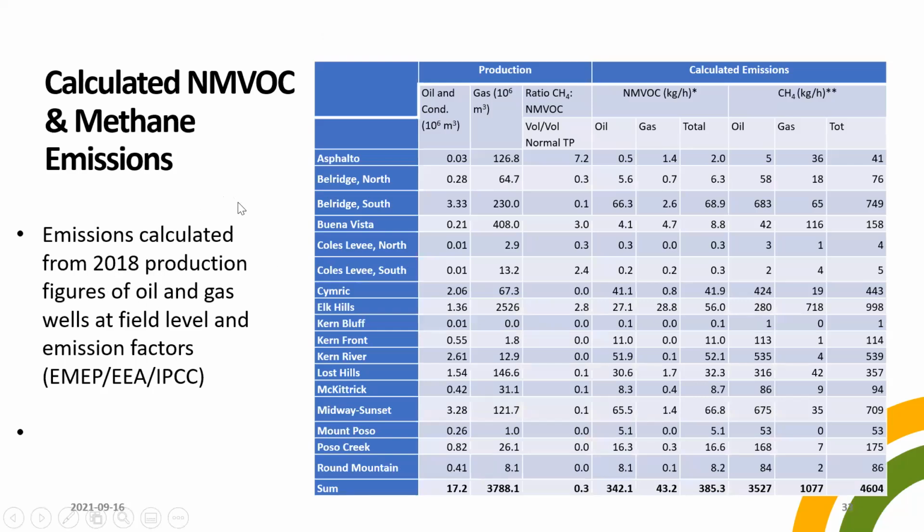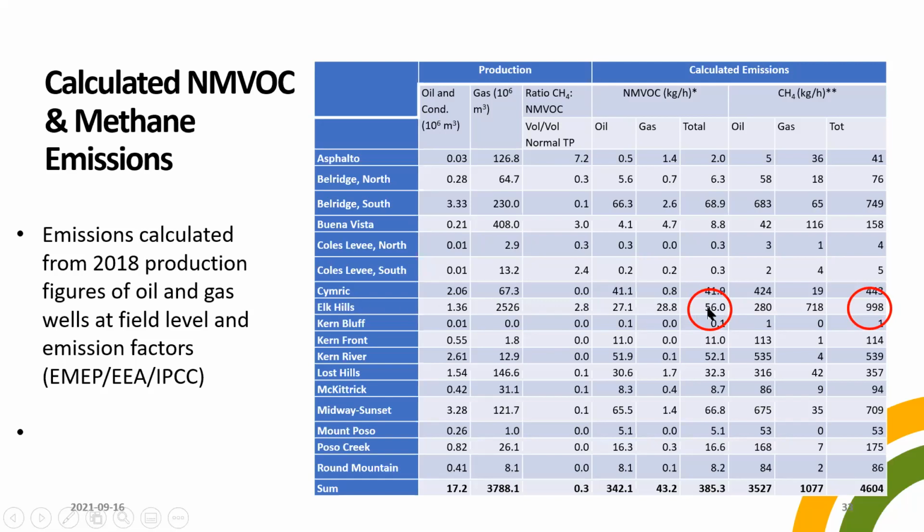Yeah. So for the oil fields here, we have calculated the NMVOC and methane emissions based on production rates that are published for each well, the 2018 production figures at field level. And then we have applied emission factors by several entities, the EMEP, EEA, and IPCC, so overall standard emission factors, to get the emission rate here. There are some uncertainties here, and there's still a lot of work that needs to be done, obviously, because you cannot really get a good emission inventory for these sources in the way that the refineries have been understood.